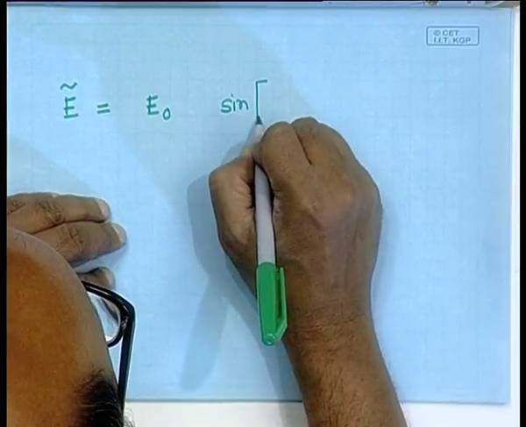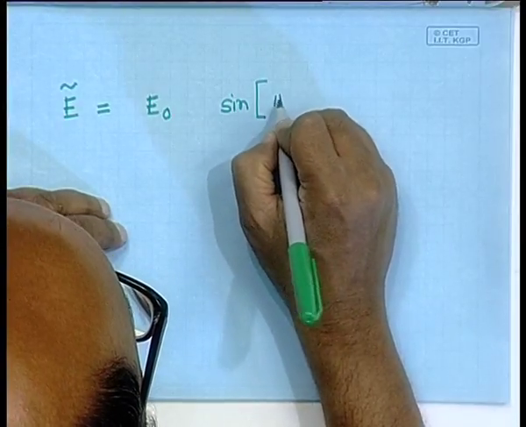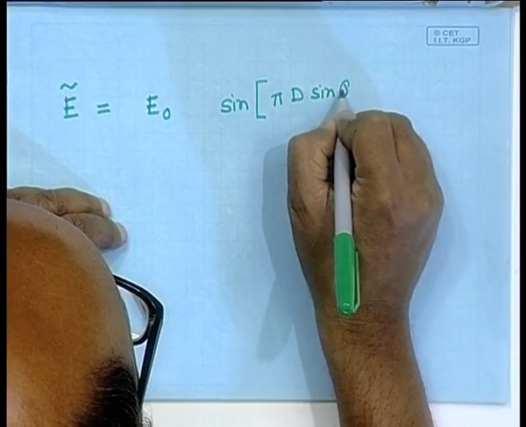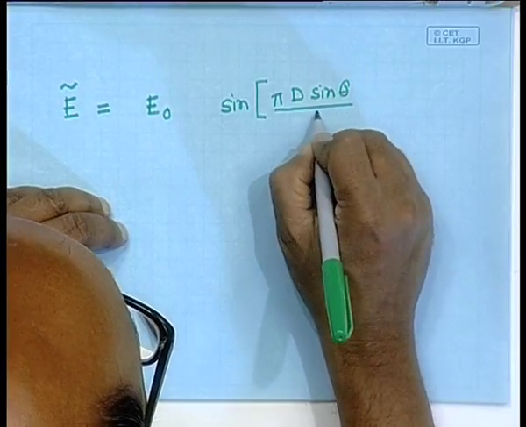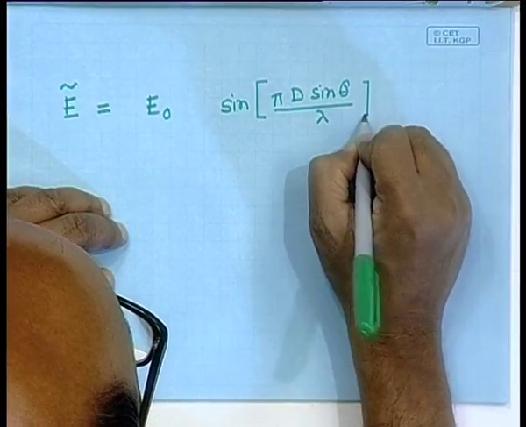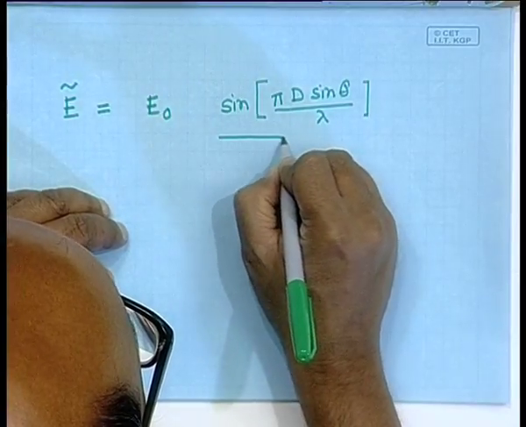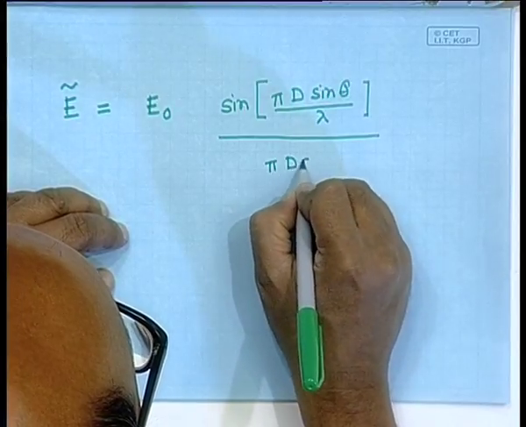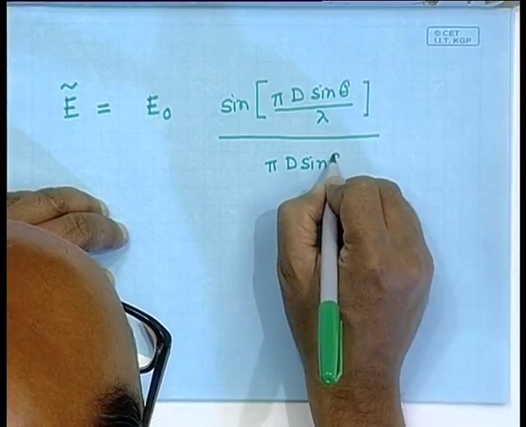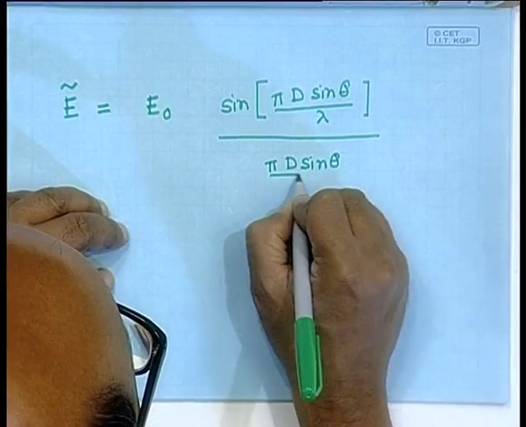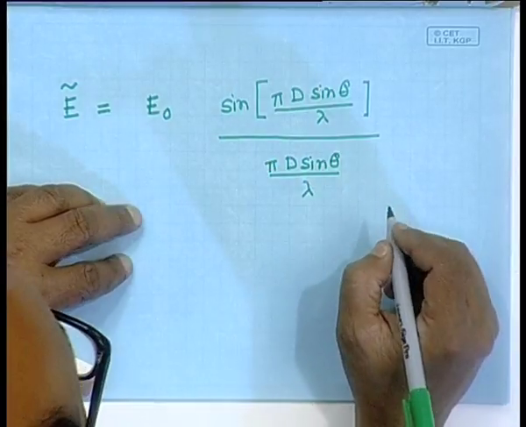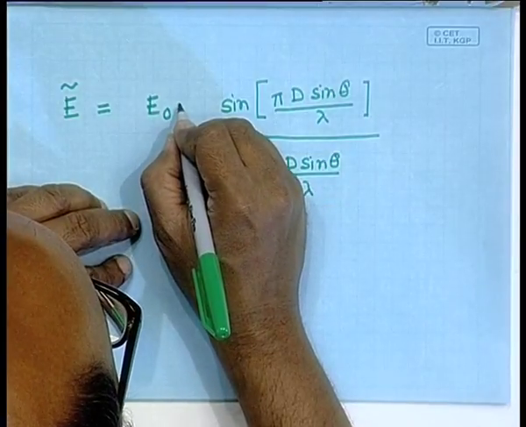sin of pi d sin theta by lambda, divided by pi d sin theta by lambda, and there is an extra factor of d which I have introduced. So, I can multiply this thing by d over here.